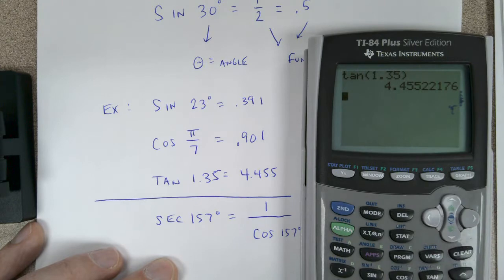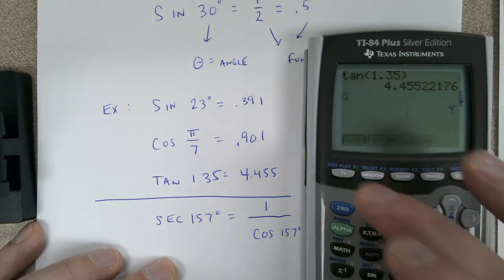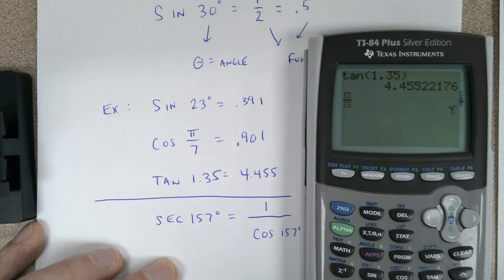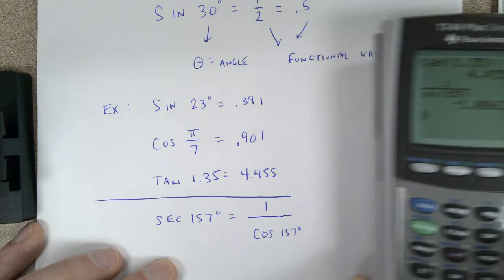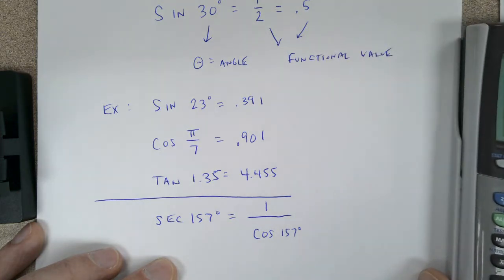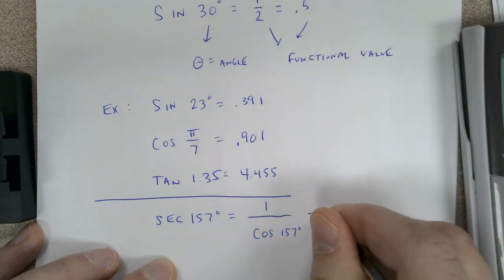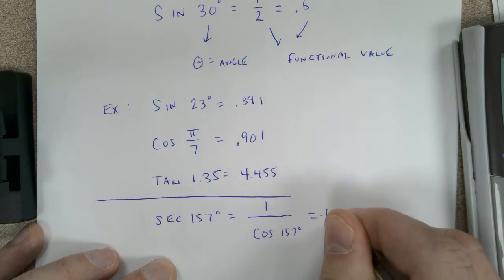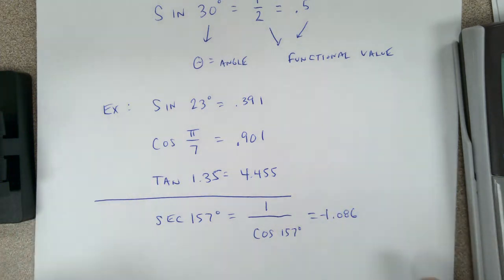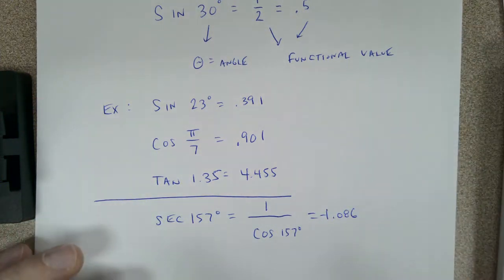So what I'm going to do is I'm going to type in 1. Actually, let's go back and put the fraction in there. So 1. Then on the bottom, we're going to do the cosine of 157. And then we're going to hit enter. And that's going to give you negative 1.086. Okay, so there's a functional value for the secant.